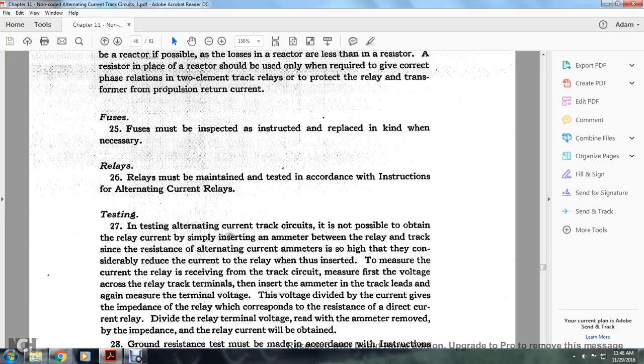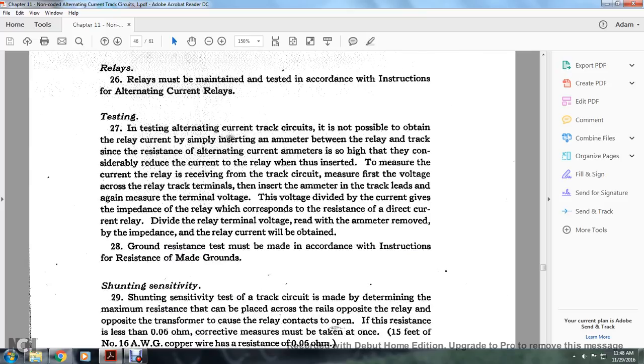Alternating current relays. 27. Testing. In testing alternating current track circuits, it is not possible to obtain the relay current by simply inserting an ammeter between the relay and the track, since the resistance of an alternating current ammeter is so high that it considerably reduces the current through the relay. Measure first the voltage across the relay track terminals. Insert the ammeter in the track leads and again measure the terminal voltage. The voltage divided by the current gives the impedance of the relay, which corresponds to the resistance of the direct current relay. The impedance of the relay current will then be obtained.